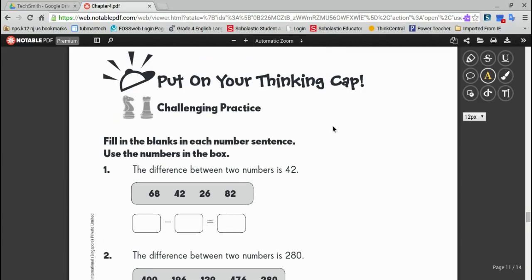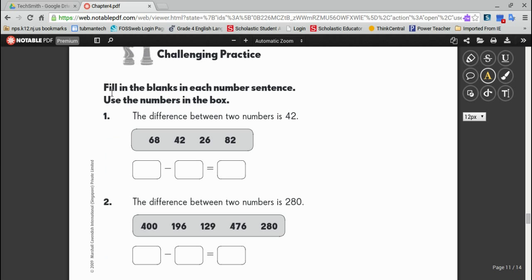This is page 69. Put on your thinking cap. Challenging practice. Fill in the blanks in each number sentence. Use the numbers in the box. 1. The difference between two numbers is 42.